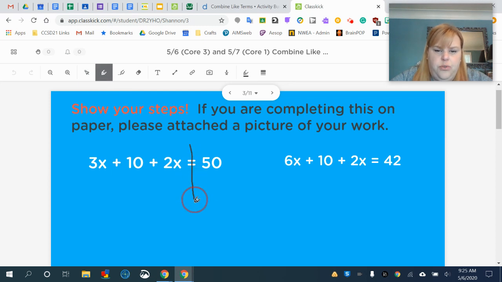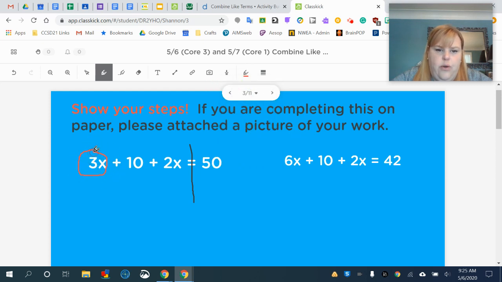All right, so the first thing that I'm going to do when I have an equation, I like to think about it as two sides, the left side and the right side divided by the equal sign. So what I want to do is I want to look at each side and see, in this case, if there's something to combine, because that's what we're working on right now. So right away, I see there's a 3x and a 2x. So I know that those are like terms because they're both x's.